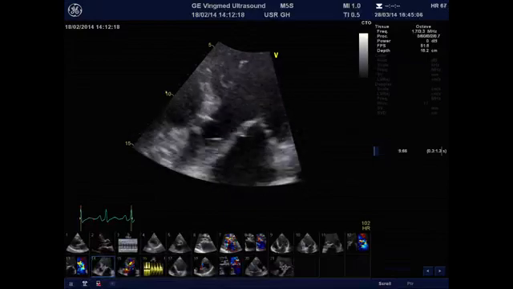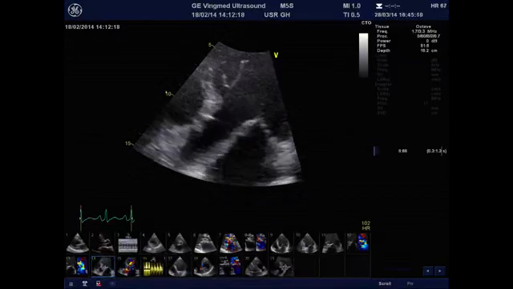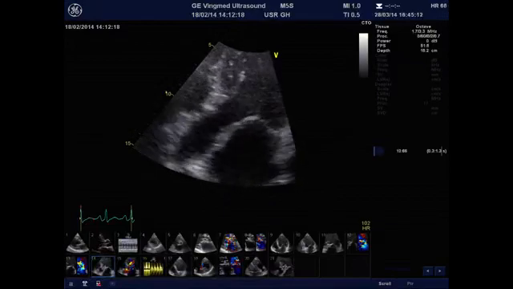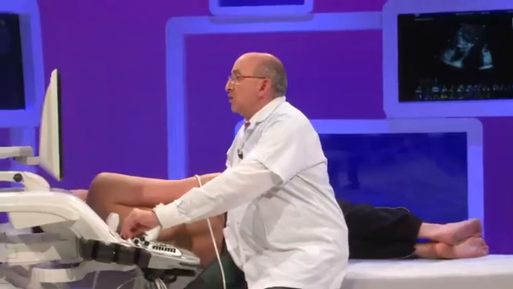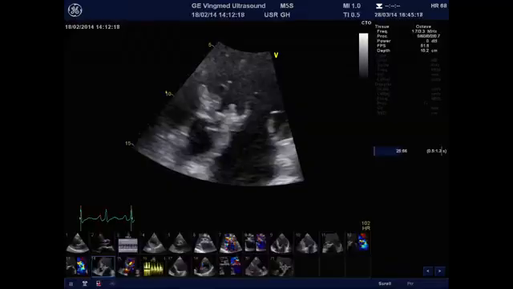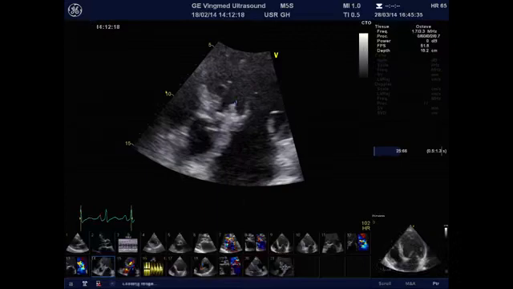The patient, of course, was suspected of having infective endocarditis because of fever and also some signs of congestive heart failure. Here we can make a very important measurement of the length of this abnormal mass, the length of this vegetation. We can see here that this one is more than 2 centimeters in length. So let's go now to another apical view in this patient.